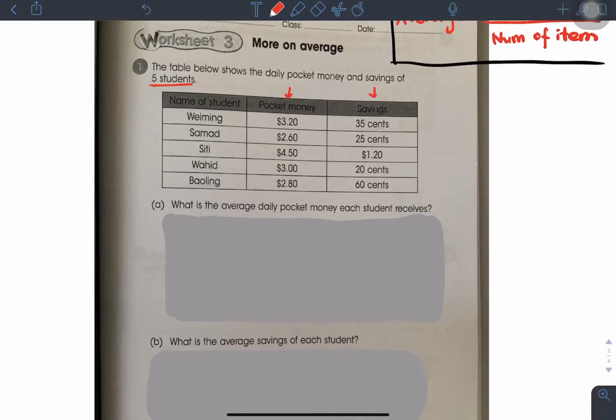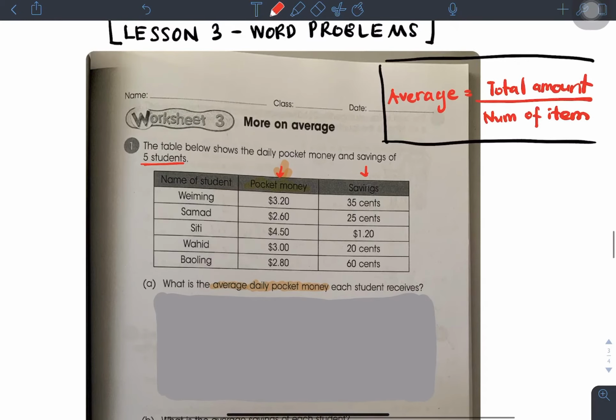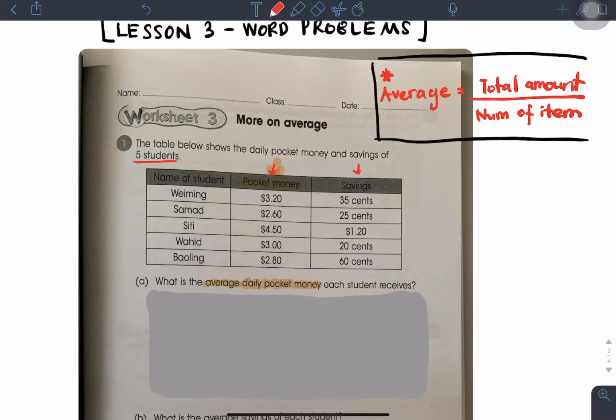Now let's look at question A. What is the average daily pocket money each student receives? The question is asking what is the average, and for what? For the daily pocket money. So they want the average for the pocket money. Based on this formula, we can find the average. So how? First, find the total amount.